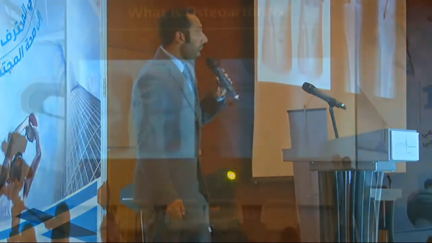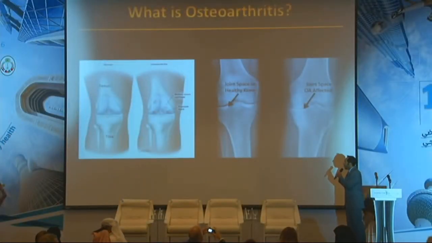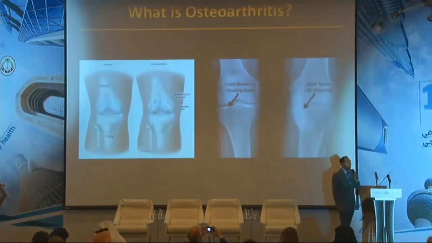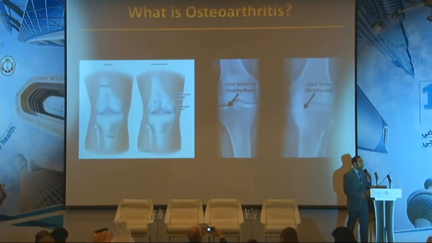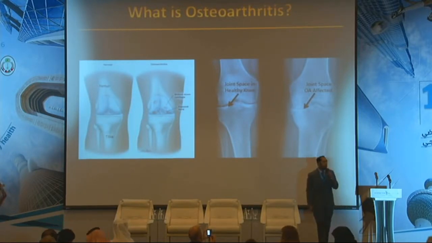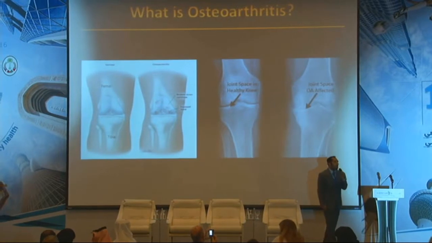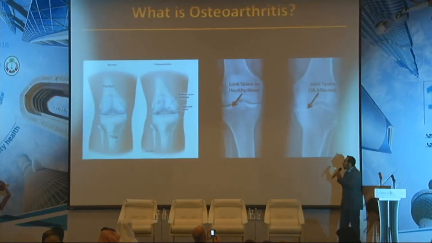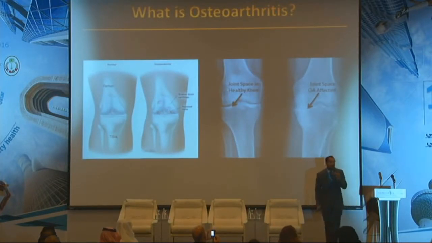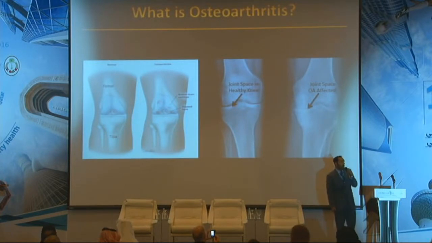What is osteoarthritis? In a simple way, if you see the knee here on the left side, you have a femur and tibia. At the end of the femur, you have cartilage, which covers the end of the bone. The main function of the cartilage is to prevent friction of the bone, as well as to let the joint move easily. When this cartilage breaks down, like on the right side here, the bone is going to be exposed, and that's the case of osteoarthritis.